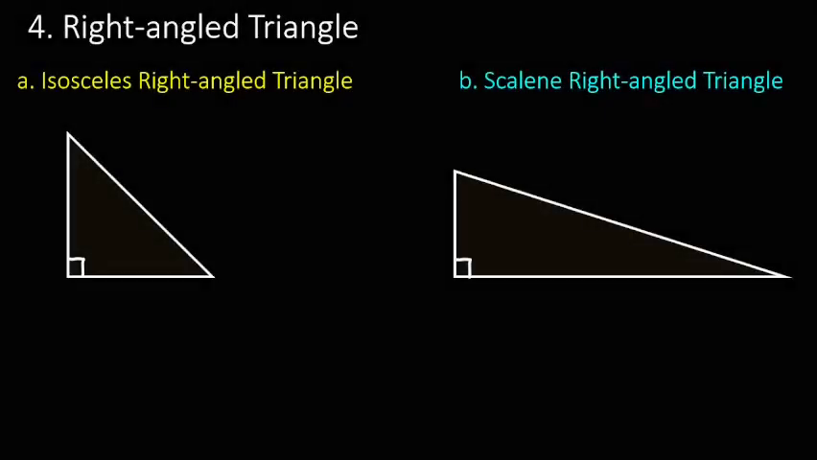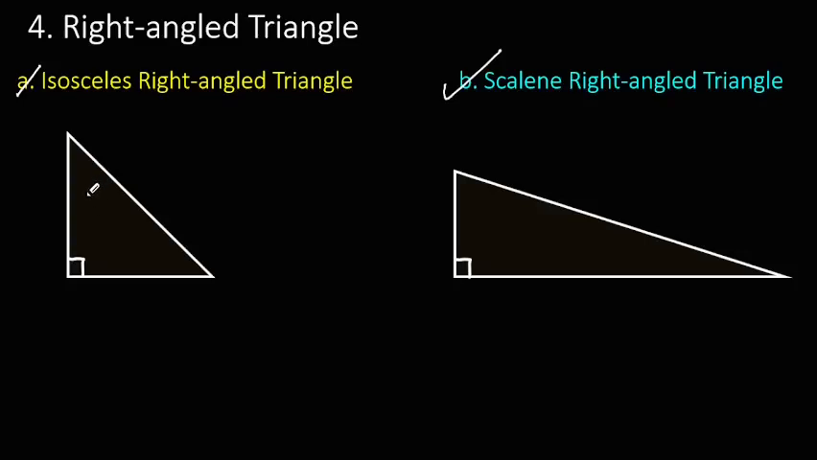Let us look at the last type of triangle. The last type of triangle is the right angle triangle. We normally have two types of right angle triangle. The first one is an isosceles right angle triangle, and the second one is a scalene right angle triangle. We have already talked about the isosceles triangle and the scalene triangle. So let's look at the features of an isosceles right angle triangle.